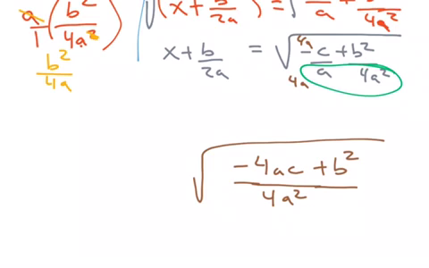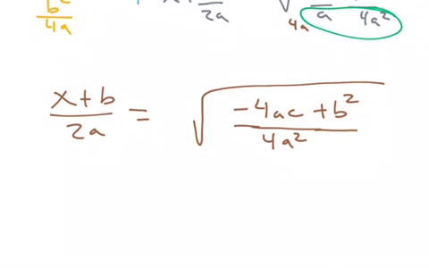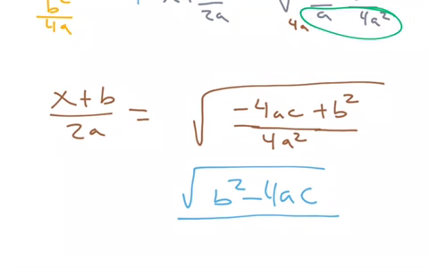Oh, this is coming together now. Now the cool thing here, the top, I'm going to switch the order. So if I switch it, we're going to get b squared minus 4ac, which is what you were seeing from the quadratic formula. And on the bottom, when you take the square root of 4, it's 2. When you take the square root of a squared, it's a.